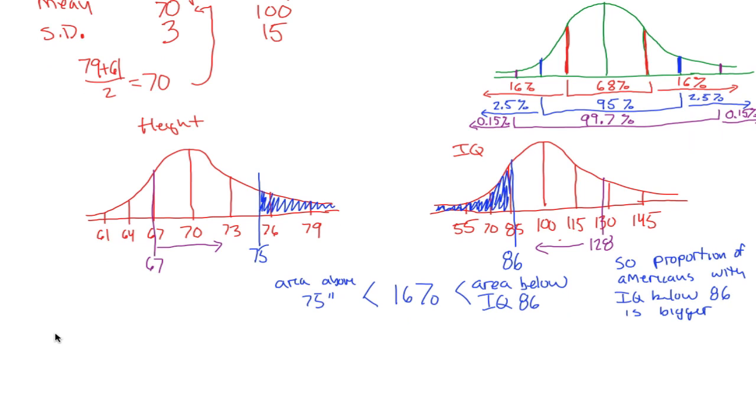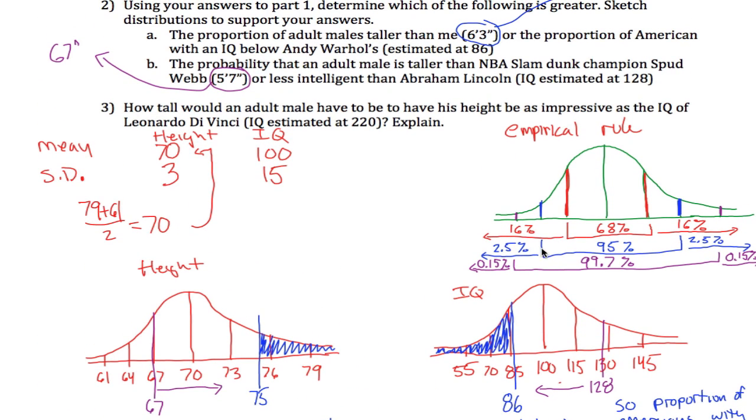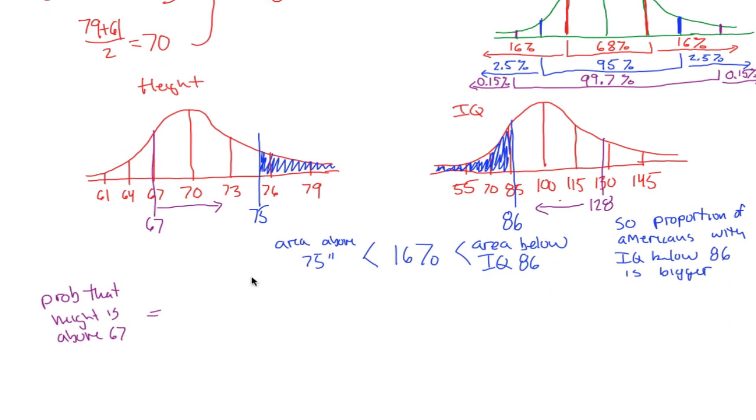So the probability that height is above 67. Well, let's see. That's everything except for the probability that the height is below 67. And 67 is exactly 1 standard deviation below the mean. So that's everything but 16%. In other words, that's 84%.